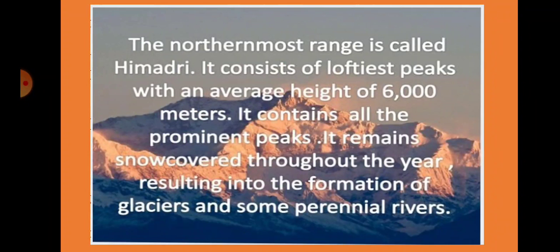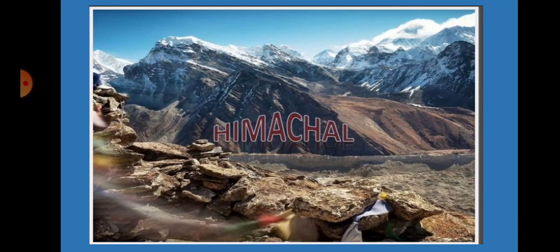The northernmost range is called Himadri. It is also known as the innermost range. It consists of very large and very high peaks with an average height of 6,000 meters. Almost all the prominent peaks lie in this range. It remains snow covered throughout the year and results in the formation of glaciers and some perennial rivers. Perennial rivers means the rivers that flow throughout the year.